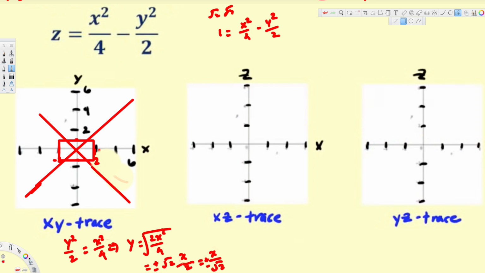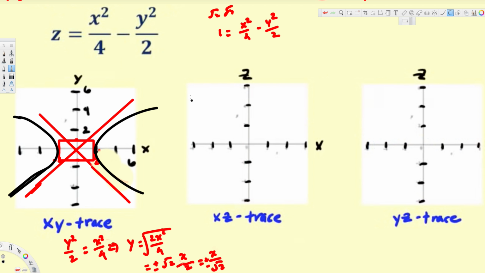Now the hyperbola is going to go like this. And that's how it should look like. And this is for the xy trace. Now let's go ahead and draw the xz trace.